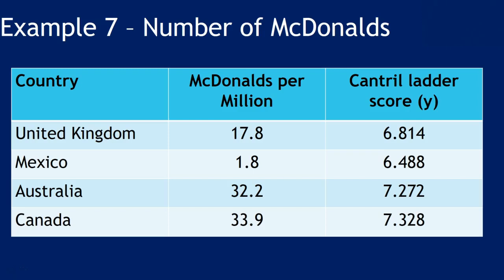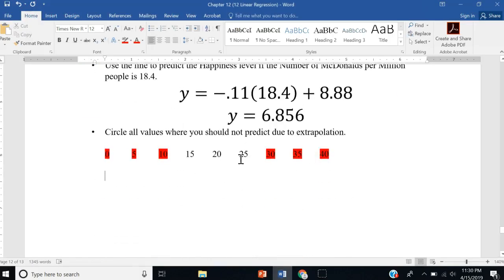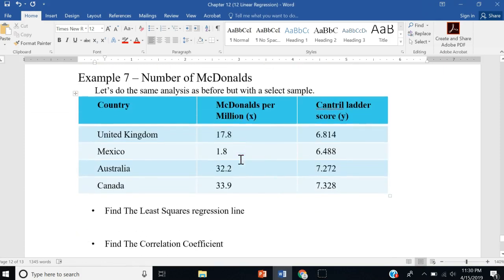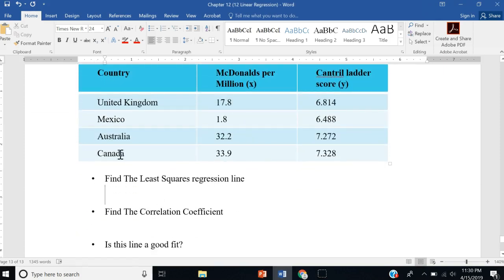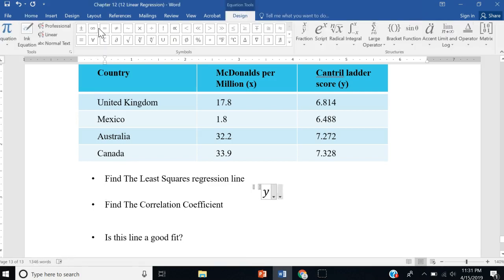All right, so hopefully you went ahead and did that. I'm going to look at this on the guided notes. So that's where I'm going to fill these things in. The least squares regression line, let's actually make that a little bit smaller. y equals 0.03x plus 6.41. Again, rounding to 2 decimal places.